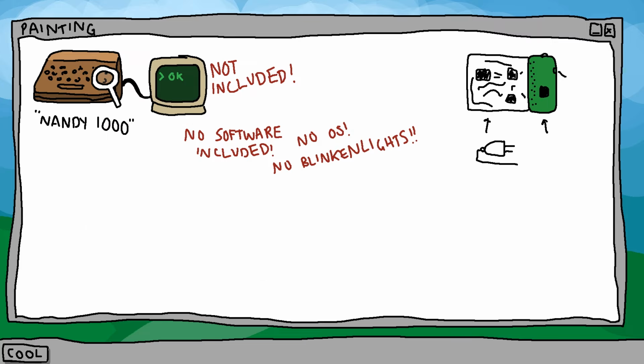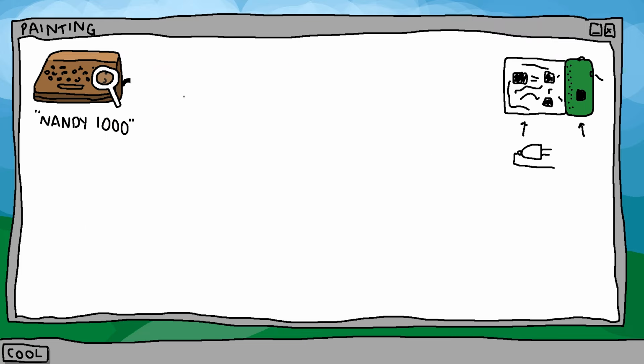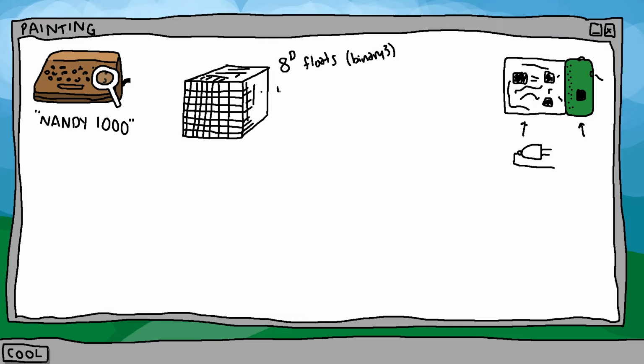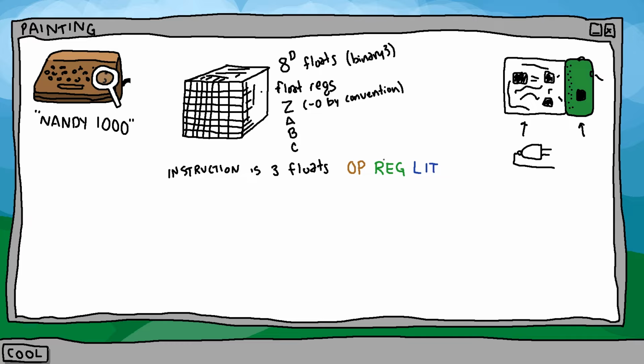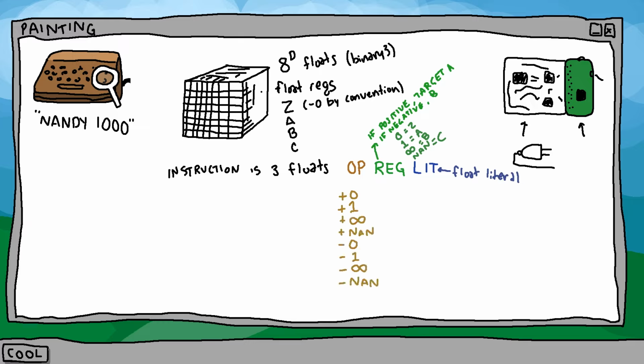Now, I'm not going to be able to describe the architecture in detail, but I can at least throw it up on a slide. Basically, the memory of the computer will consist of a d-dimensional cube indexed by floating point numbers. So there's 8 positions for each one, because these are binary 3 floats. And then an instruction consists of 3 floating point numbers, which always breaks down into an opcode, a register, and a literal. And you can see what these operations do.